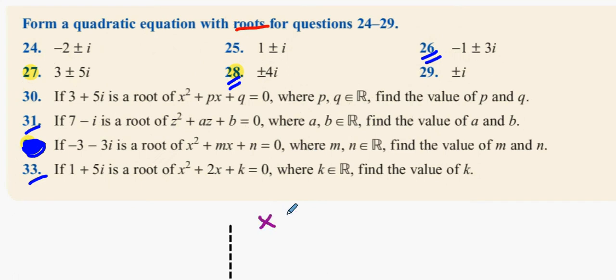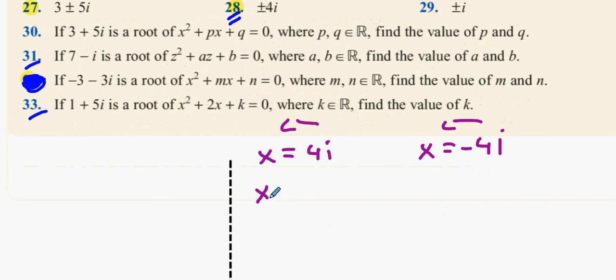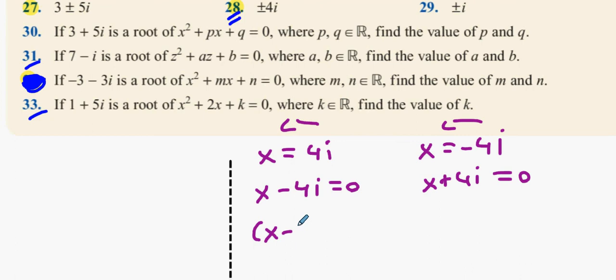x equals 4i and x equals minus 4i. So what do we do, Michael? Bring it over to the x. And what you get? x minus 4i and x plus 4i. Yeah. And then what you do after that? Multiply both brackets. How many outcomes are you expecting? 4. Why? 2 in the first and 2 in the second. Right. So what you get?